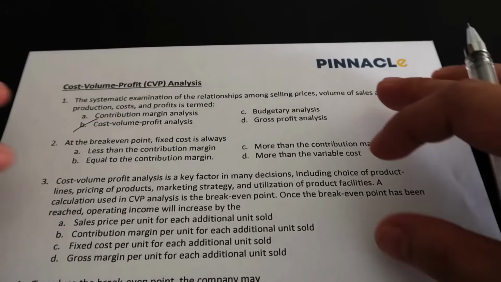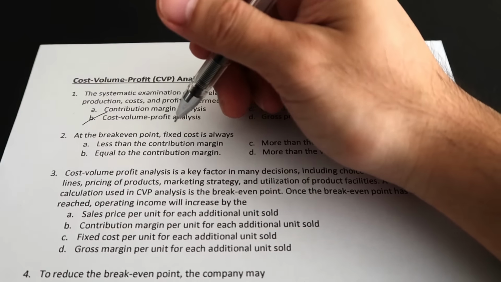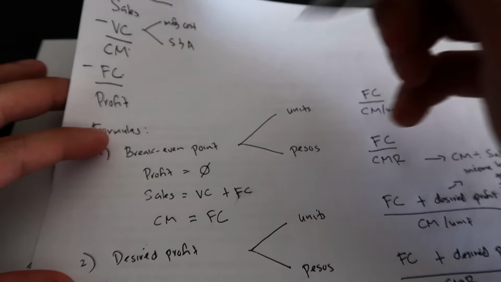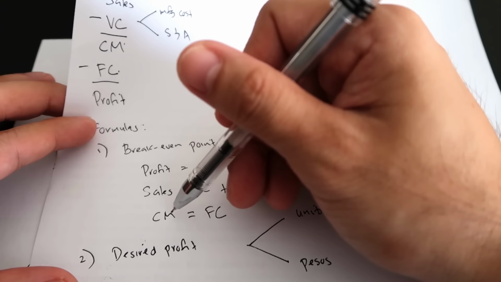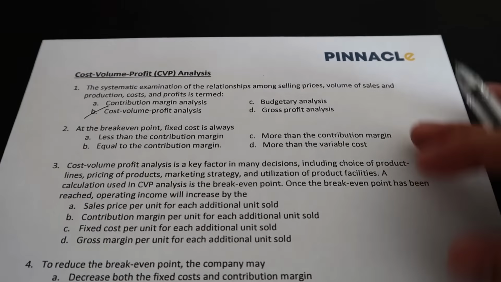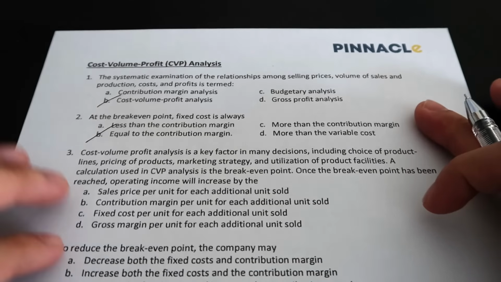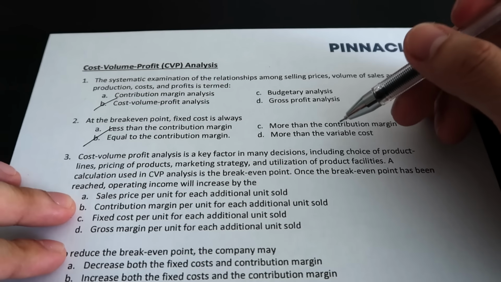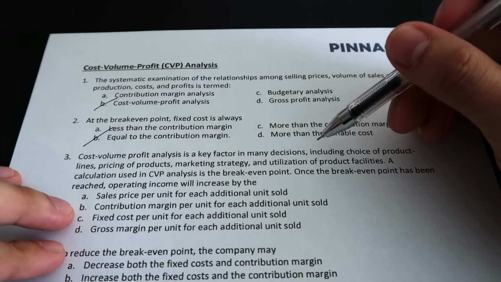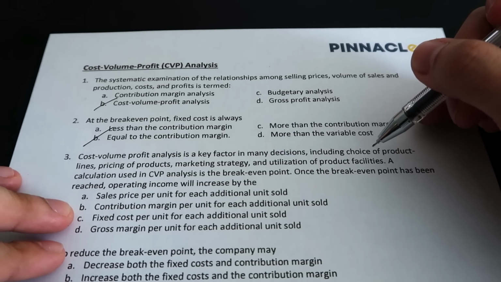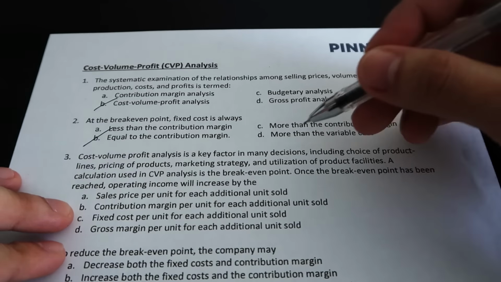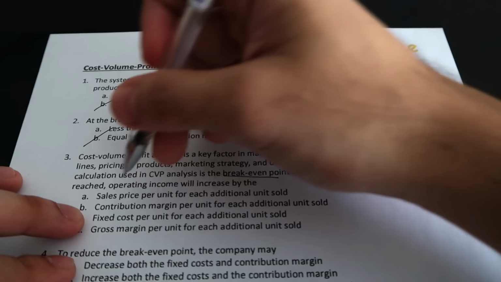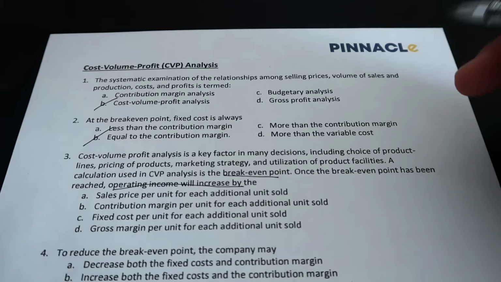Okay. Number 2, at the break-even point, fixed cost is always, okay, discuss natin earlier yan. At break-even point, fixed cost natin is equal to your contribution margin. Letter B. Okay, cost volume profit analysis is a key factor in many decisions, including choice of product lines, pricing of products, marketing strategy, and utilization of product facilities. A calculation used in CVP analysis is the break-even point. Once the break-even point has been reached, operating income will increase by, let's analyze that.